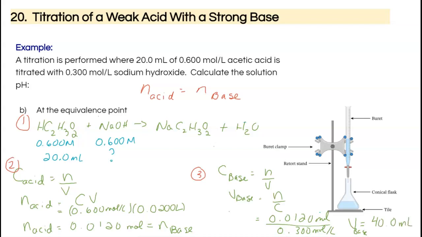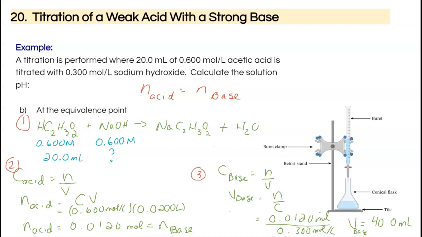So what does that actually mean? So that means that I've added 40 milliliters at this point of my titrant into my conical flask, into the acid. That is what volume of my base is required to reach that equivalence point. And so that's important for us to know moving forward. So let's just keep that value in mind as we proceed through the rest of this question.